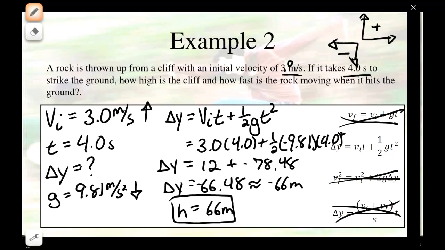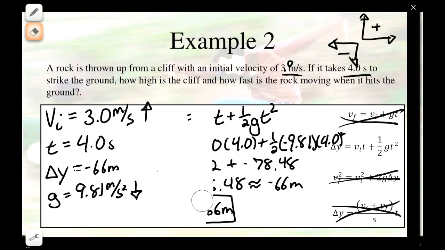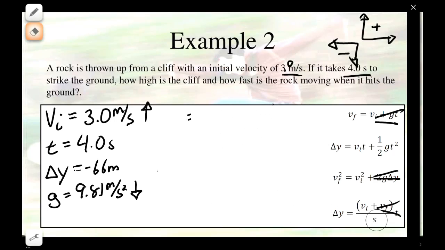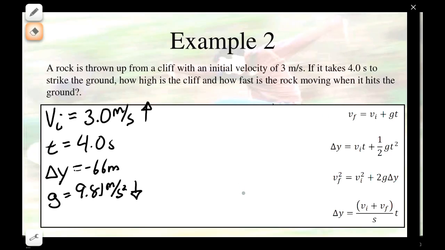Okay, so now we have the first part. And so let's go ahead and write this down here, that my delta y is negative 66 meters. And let's go ahead and get rid of all this nastiness. And we'll start all over. All right. So now I have my knowns and my unknowns written down already. Except for this last part, it says, how fast is the rock moving when it hits the ground? So I'm looking for V final.